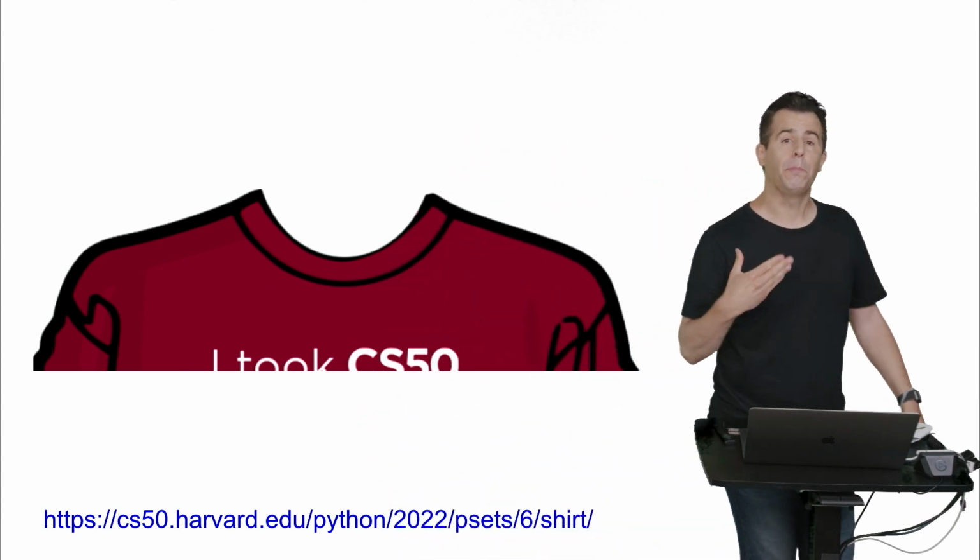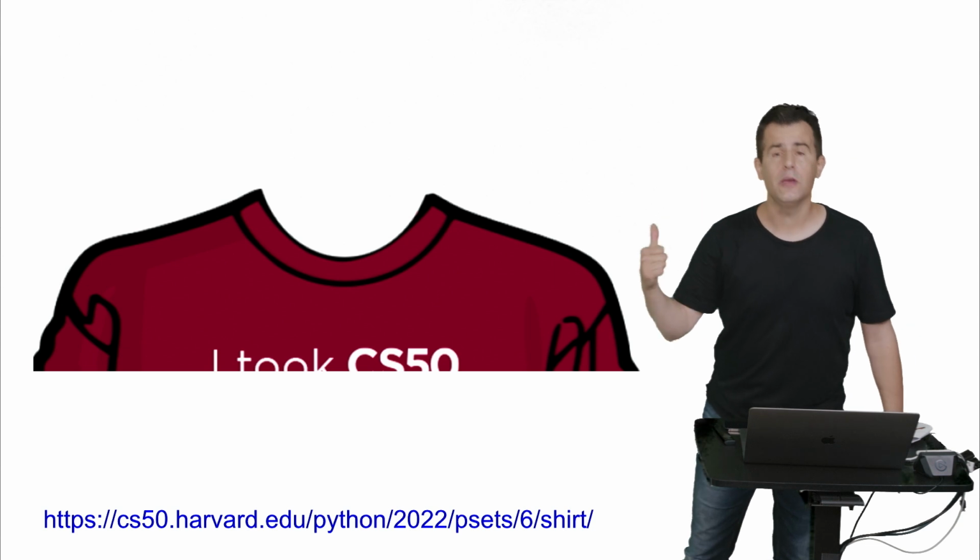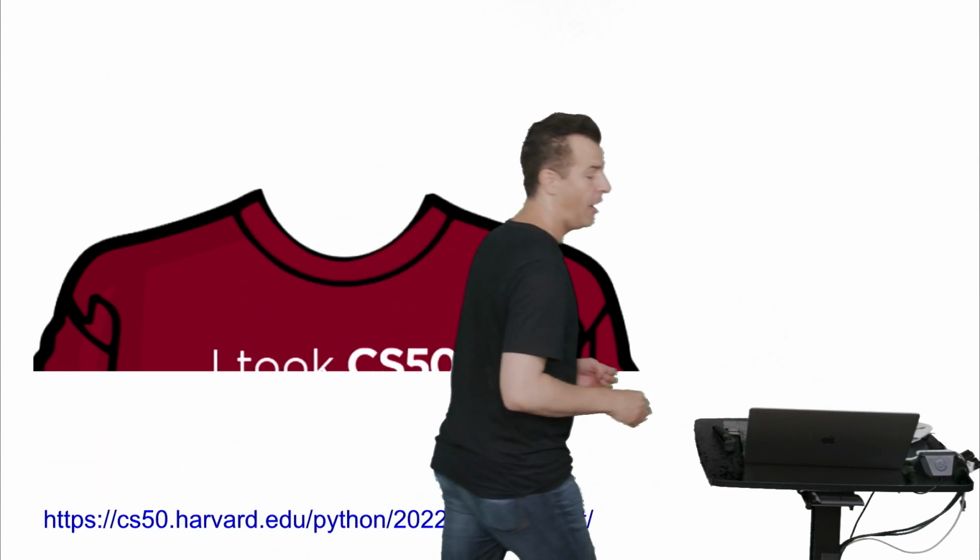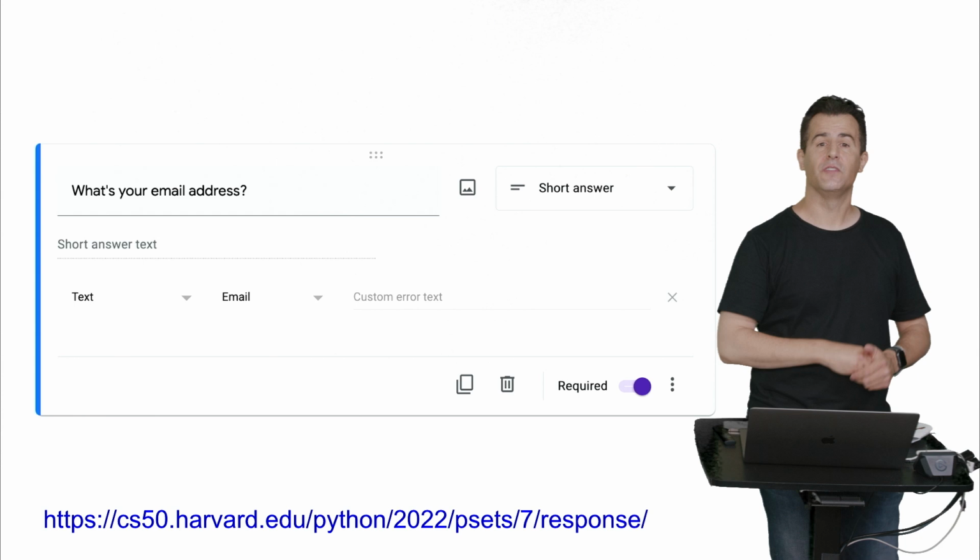But we have students implement their own image generator, so that I can't do it with the green screen here, but they have to take as input a photograph, for instance, of themselves, and then overlay that t-shirt in a way that makes it look virtually like they're wearing, if prematurely, their I took CS50 t-shirt.